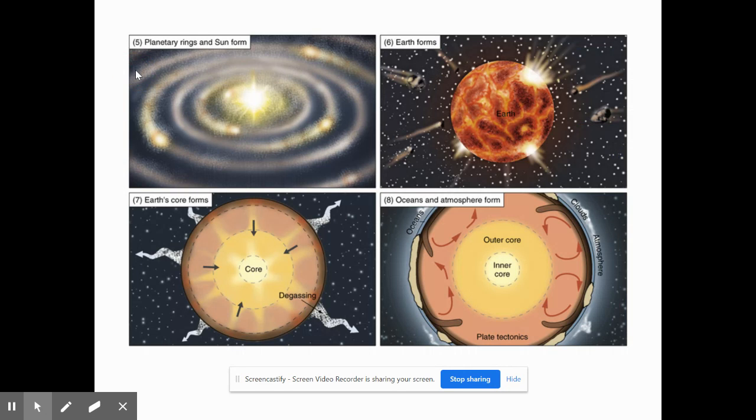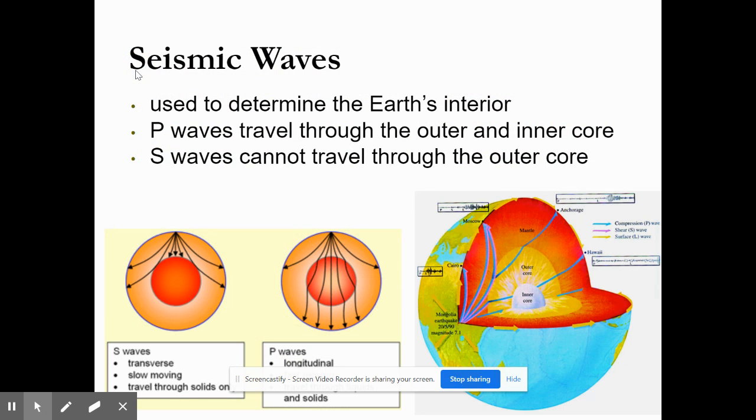This just kind of gives you a sequence to go by for the Earth forming. Then we talked about seismic waves. That's where we're at this week. We're really diving into these seismic waves this week and looking at how seismic waves are used to determine the Earth's interior.